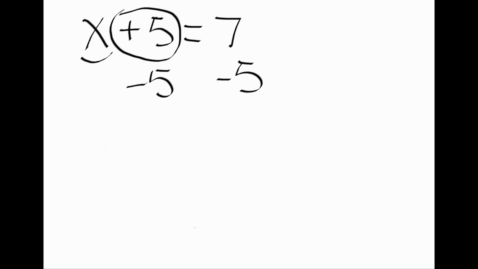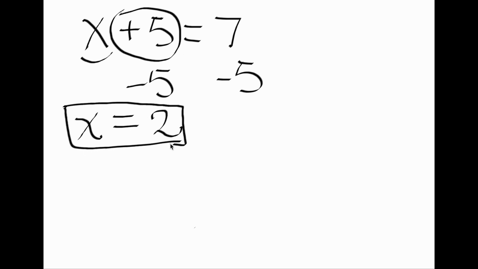So now how is this gonna look? It's gonna be x, and then 5 minus 5 is 0, so just equal. We don't need to write the 0. And then 7 minus 5 is 2. And that's it. That would be your solution for the equation.